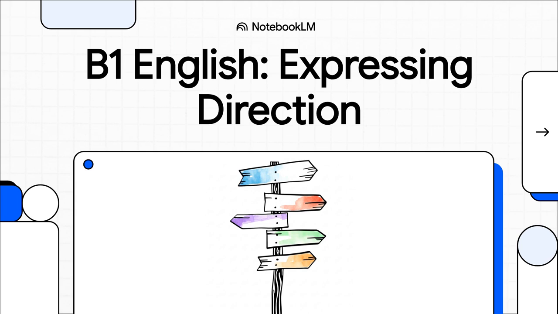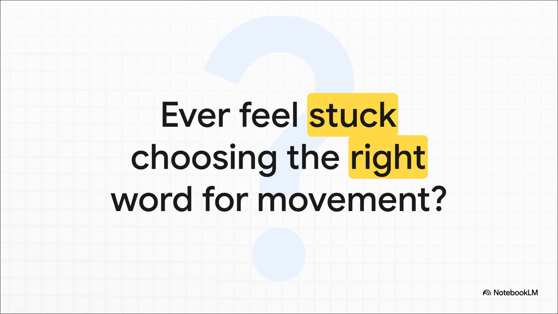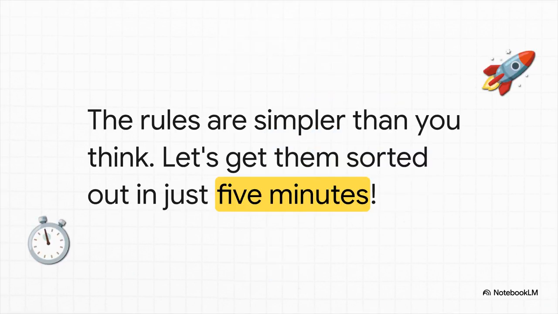Let's dive right in. You know that moment when you pause, trying to decide if someone walked in a room or into it? Or maybe you're not sure if it's across a lake or through a tunnel. If that sounds familiar, don't worry, you're definitely not alone. It's super common for B1 learners. But here's the good news. The rules are way simpler than you might think, and right now, we're going to get it all sorted out in about 5 minutes. You ready for this?